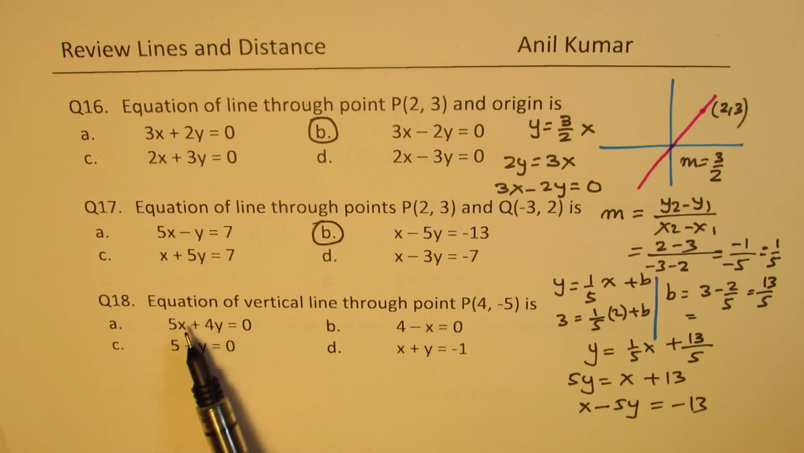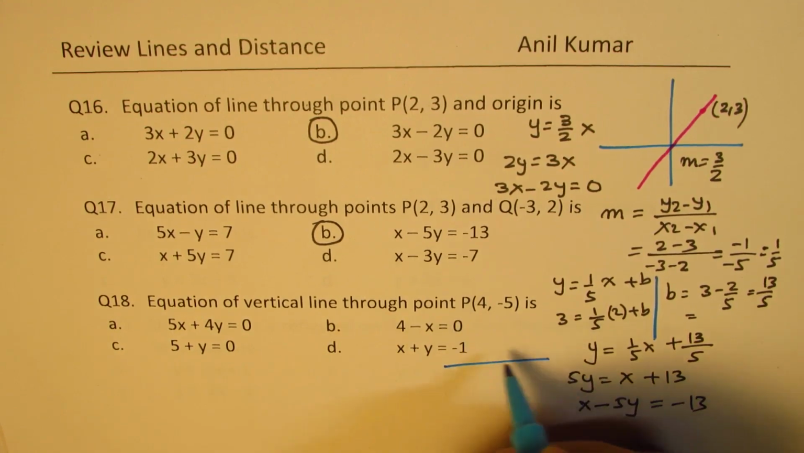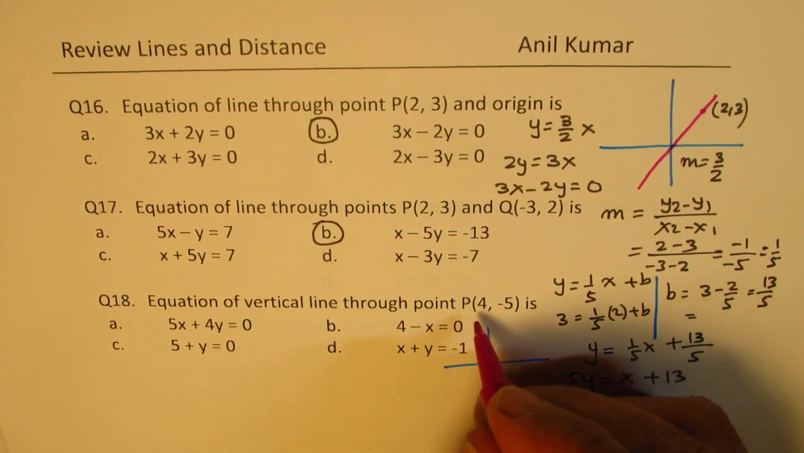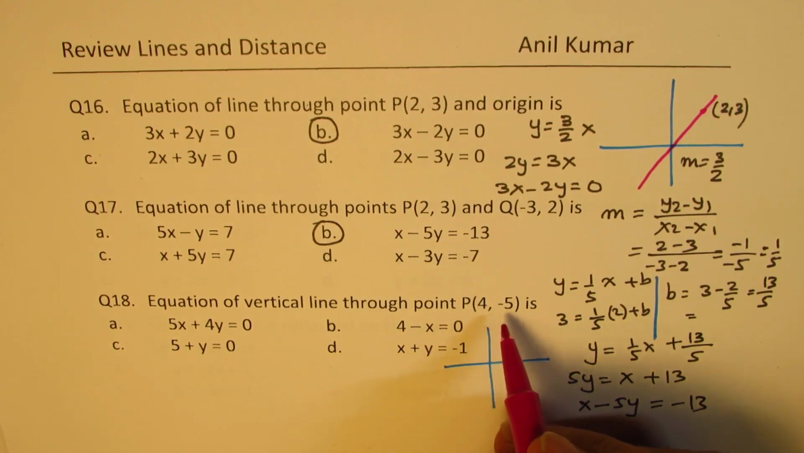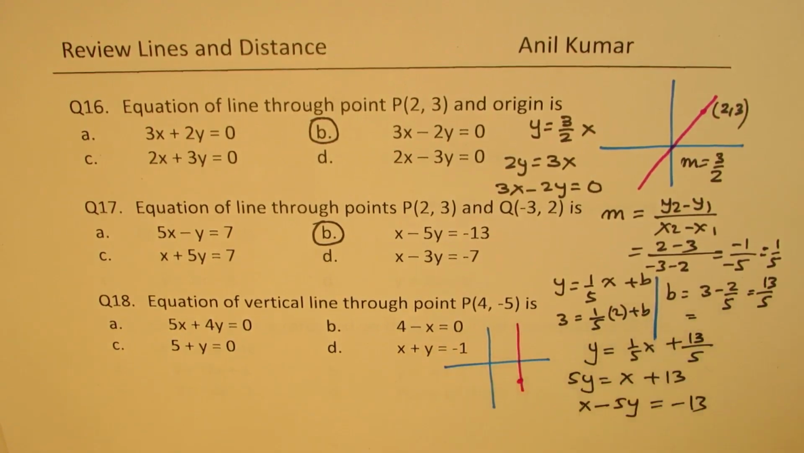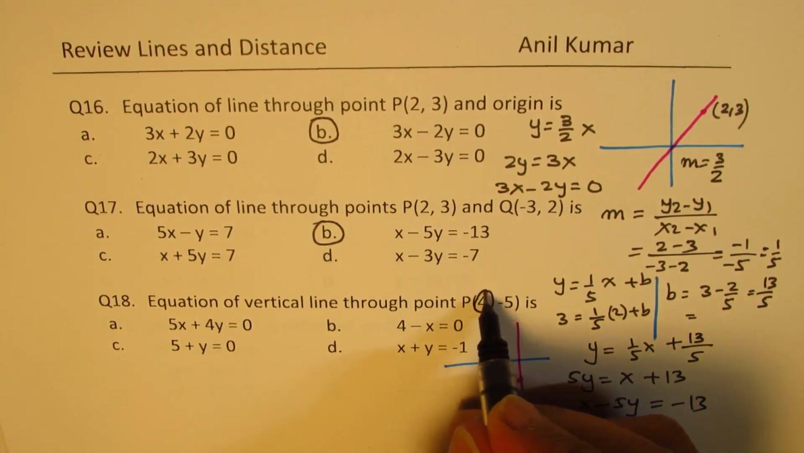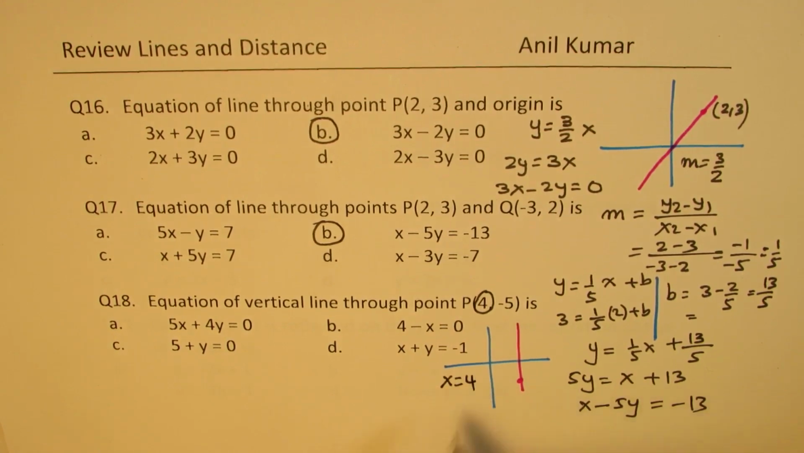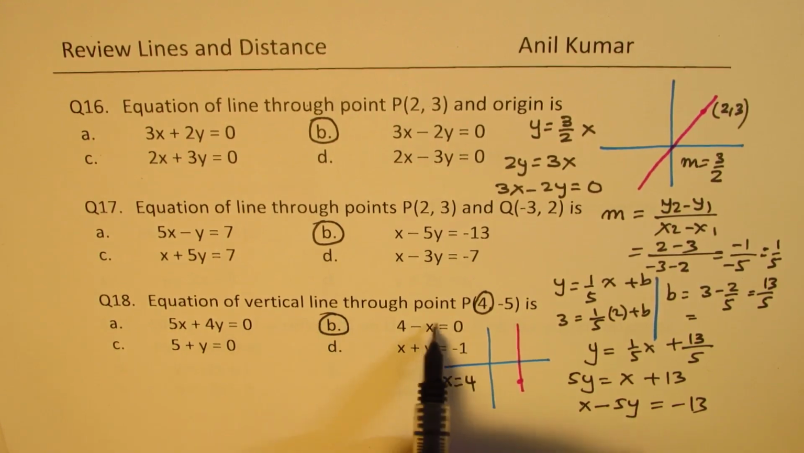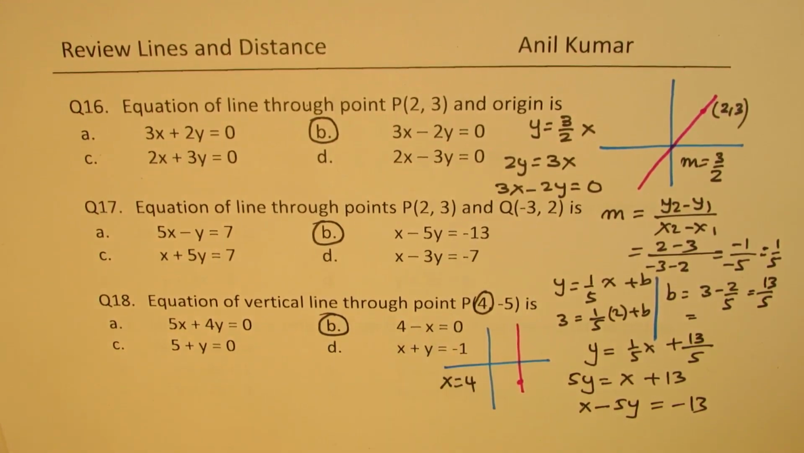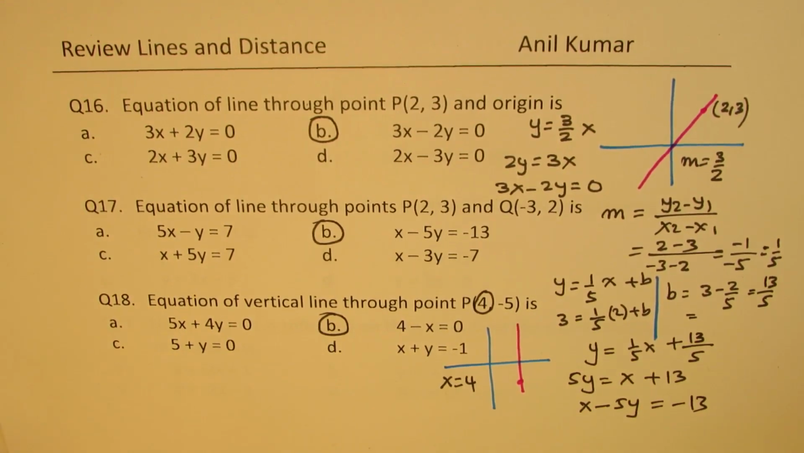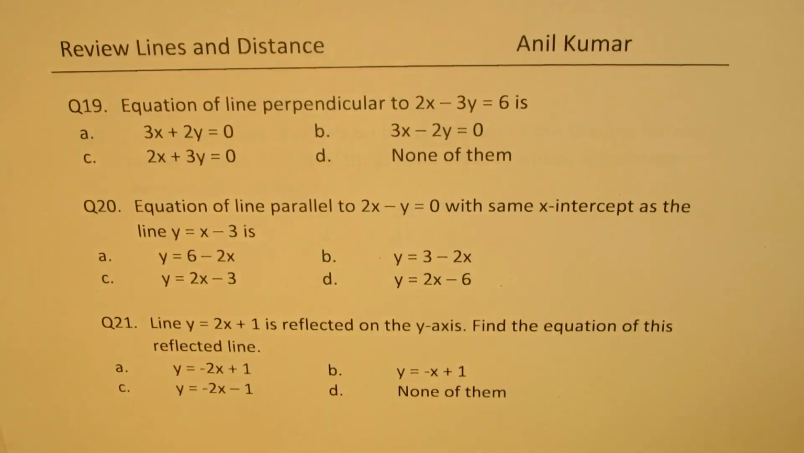Question 18. Equation of the vertical line through this point. If I have a vertical line going through a point, which is in this case 4, minus 5, let's say that is the point. A vertical line will always have the same x value. So we have to look for x equals 4 as our answer. So this is the equation, which is x equals 4, correct? So that becomes the right option. Do you see that part? So that is how we are going to solve it. Now, question number 19.